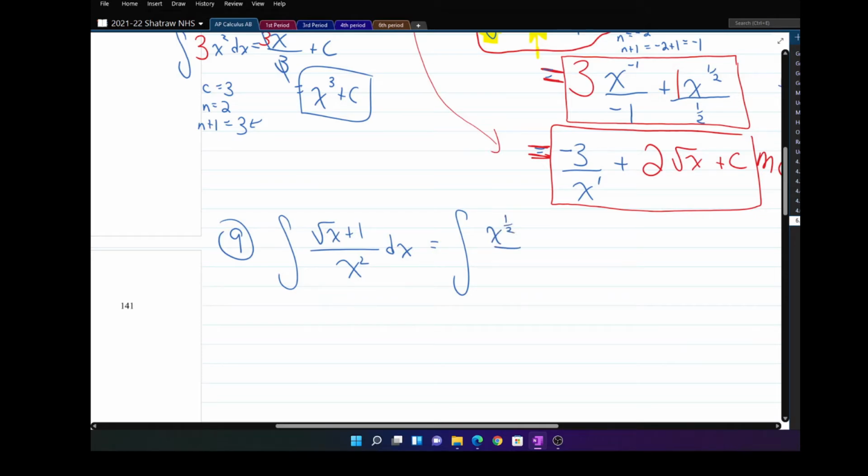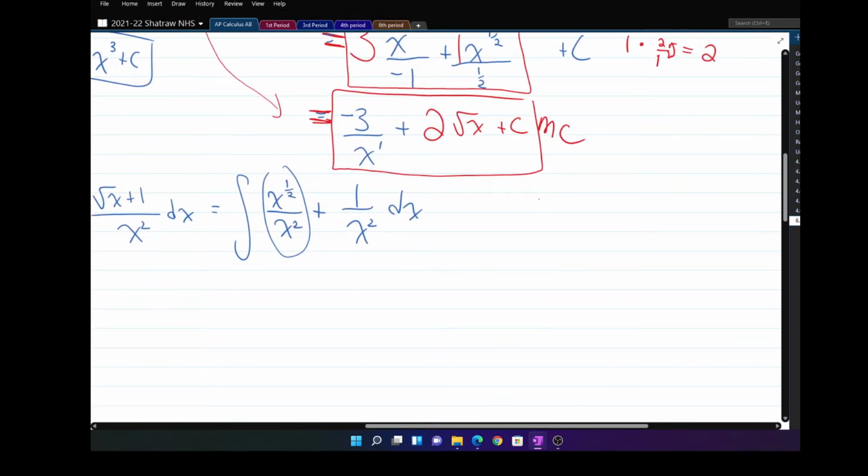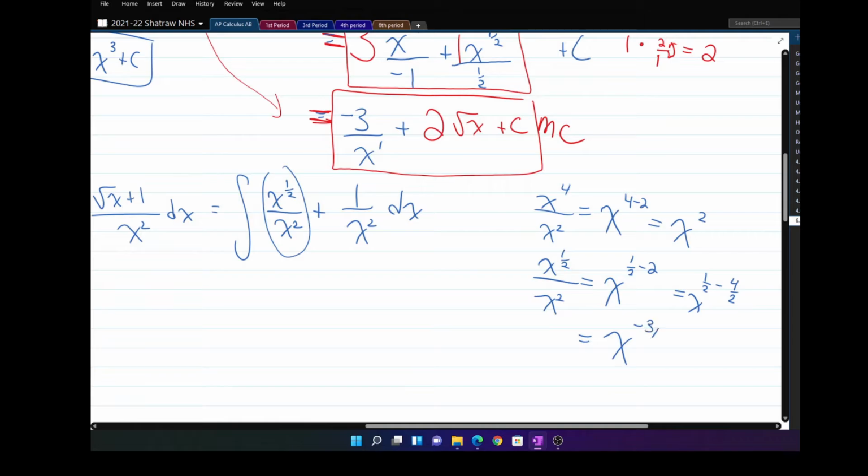This is x to the 1/2 power over x squared plus 1 over x squared, and there's a dx here, okay? And these powers can be subtracted. You're like, I don't remember that rule. Yeah, I know. Here we go. If I have x to the 4th over x squared, I will say that I have x to the 4 minus 2, which is going to be x squared. So if I have x to the 1/2 over x squared, then I can just take that half and subtract that 2, and that's the same thing as taking a half and subtracting 4 halves, and so that ends up being, ready, x to the -3/2. Okay, yeah, it's ugly. It's not pretty. I didn't say it was going to be pretty. I'm just saying you can do it.